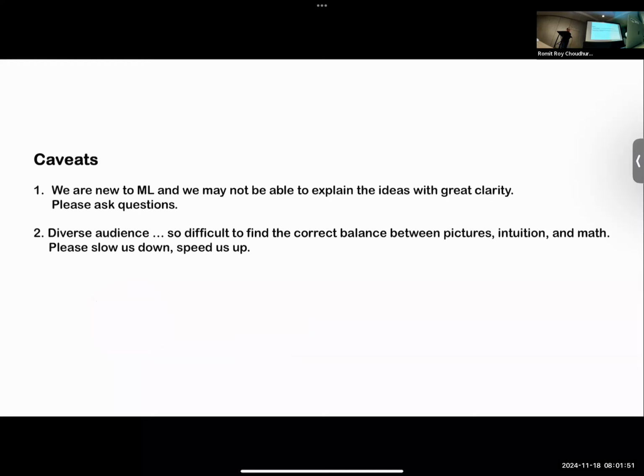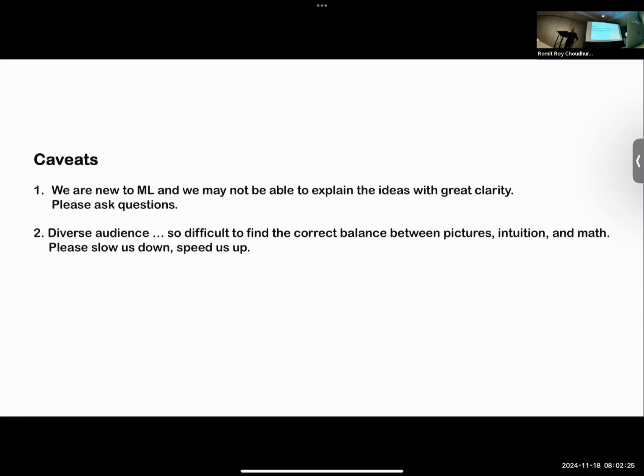So a couple of caveats before we start. We are pretty new to machine learning as well. So when we explain things, several things may not be clear. Anytime you don't understand something, it's because we are not explaining it well enough. So please ask questions. It's absolutely fine. There are no silly questions, only silly answers. Sometimes we may not have answers, but someone in the room might, so please chime in. We don't want this to be a one-sided 7-hour tutorial, obviously.